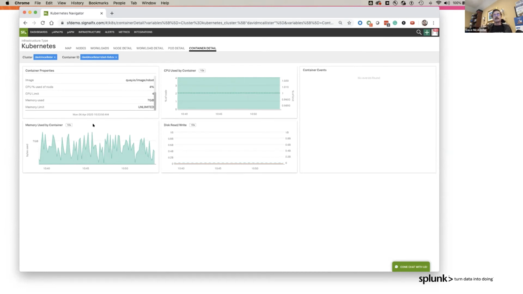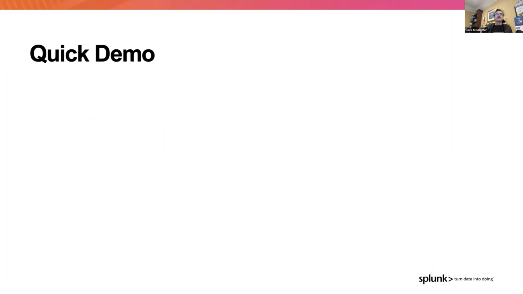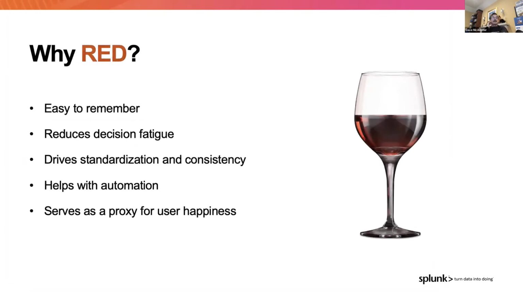It starts with the ability to recognize and look at that. So why RED? Well, it's really easy to remember RED. Most of y'all will be able to walk out of this and tell me what RED means. Hopefully it'll stick with you. Interestingly enough, one of the things that we found is that it reduces decision fatigue. We have lots of services groups, lots of microservices groups. They don't all work as one group. They work on clusters of services here.